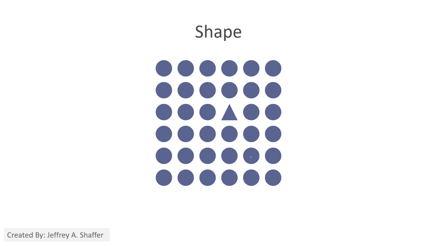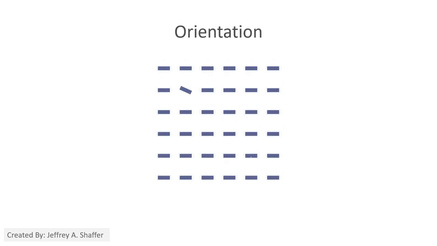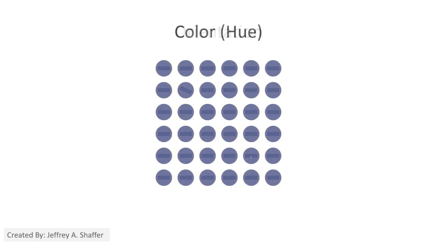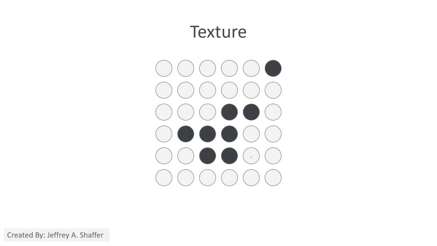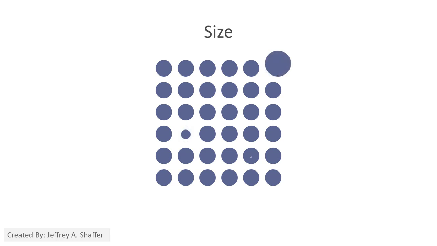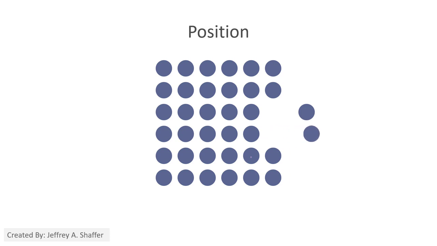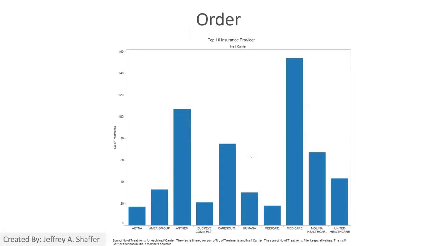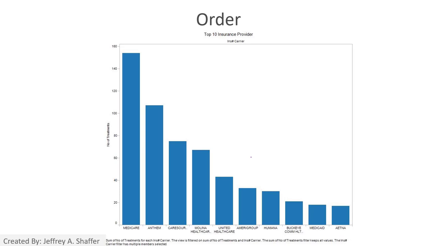Like shape. If I change the shape, it's very easy to identify the change. Orientation. And the color, which we will talk about later: the different hues, or different types of colors, or the value of the color, that is brightness or darkness. And also the texture, and also the size. It's very easy to see that one dot is bigger than the others. And also position, where you can see even the smallest difference between those dots. And the order: if we sort our data, it's very easy for us to see what is the biggest and what is the smallest. Okay, so now let's watch a video.